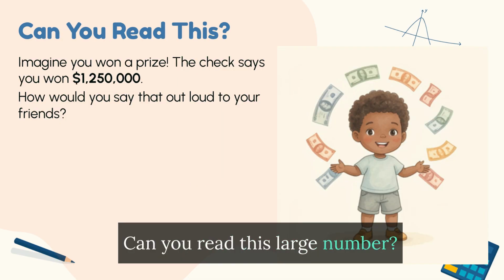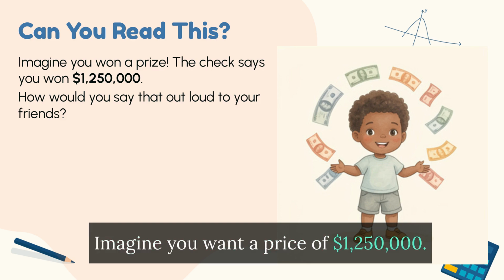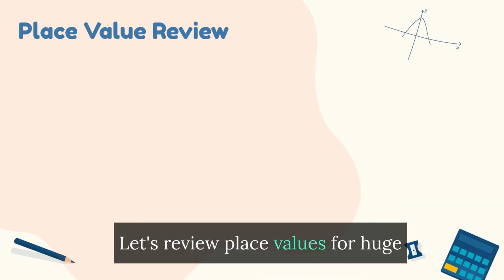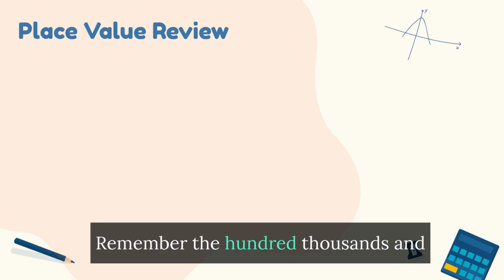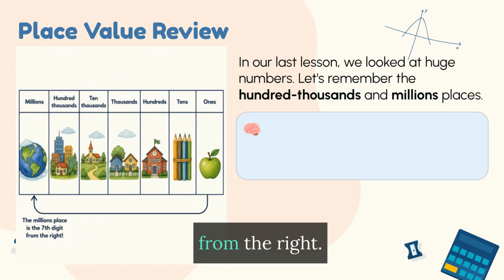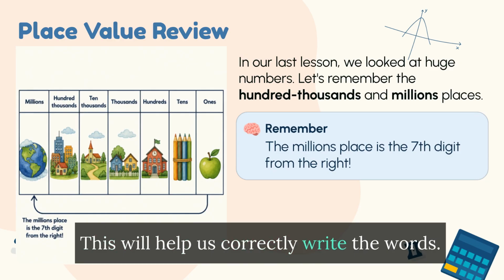Can you read this large number? Imagine you won a prize of $1,250,000. How would you say that out loud to your friends in words? Let's review place values for huge numbers. Remember the hundreds, thousands, and millions places. The millions place is the seventh digit from the right. This will help us correctly write the words.